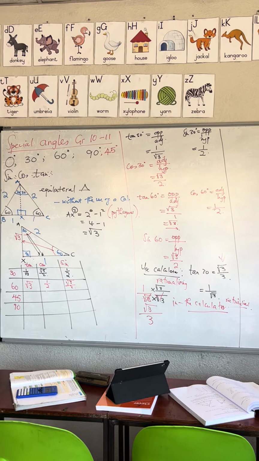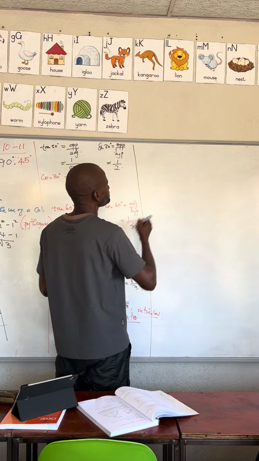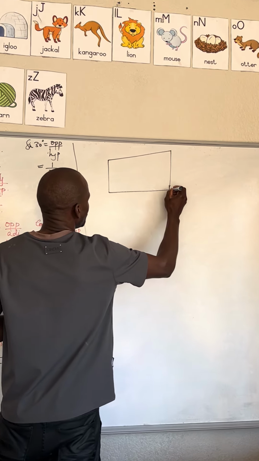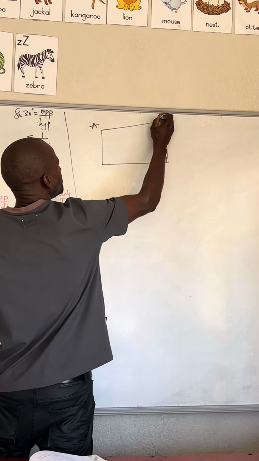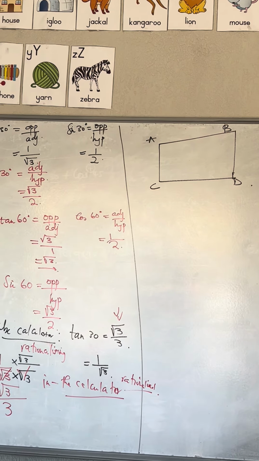Let me show you quickly the one for 45 degrees. For 45 degrees, we are using a square. Assuming that all the sides are equal, we have a square called A, B, C, D. So in this square, all the sides are equal.